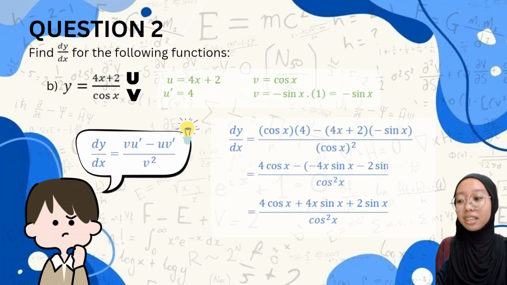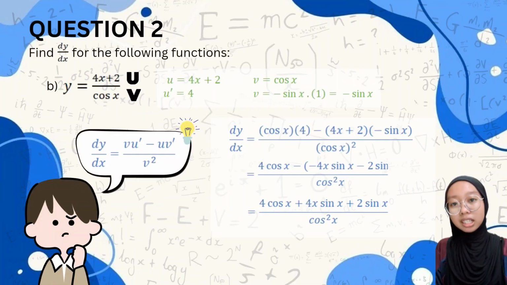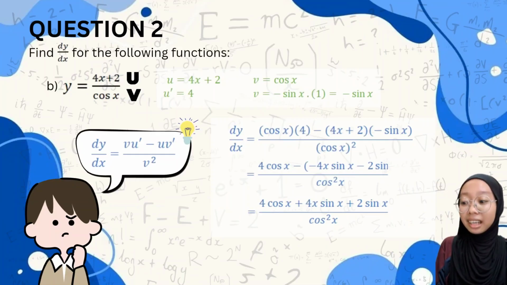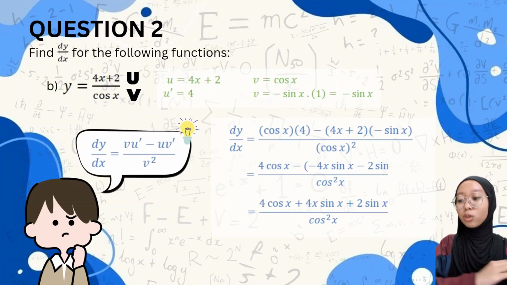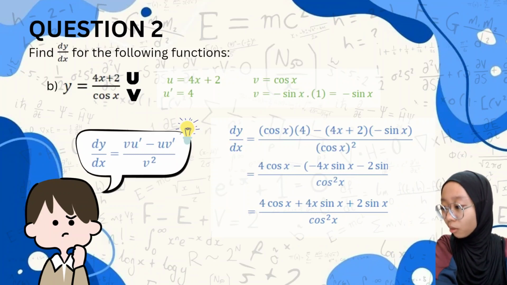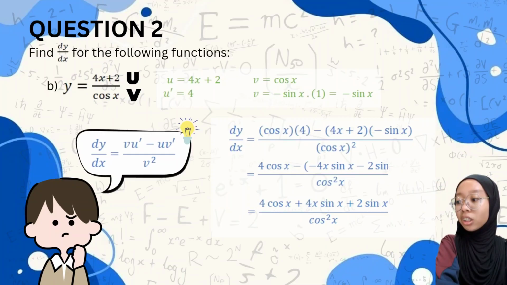Okay, for question 2b, I will present how to solve this question. Find dy over dx for the following function: y equals (4x plus 2) divided by cos x. As you can see here, both numerator and denominator have a variable x. Are we in the same boat? Yes, exactly. We will use the quotient rule on this question, where u is 4x plus 2 and u prime is 4, while v is cos x and v prime is negative sin x.